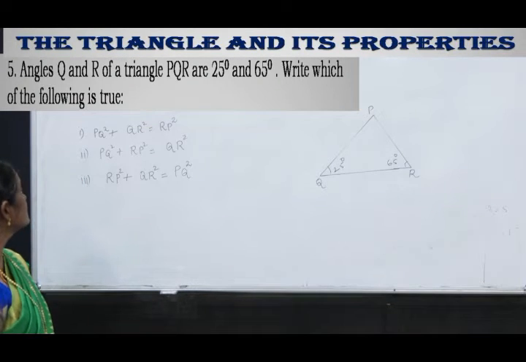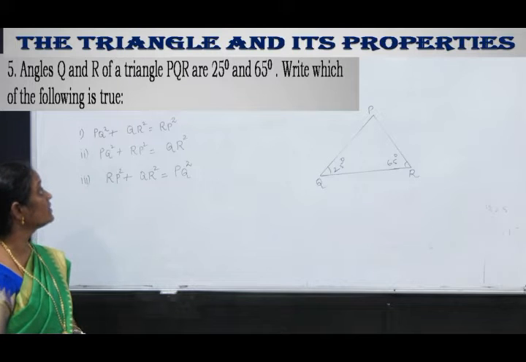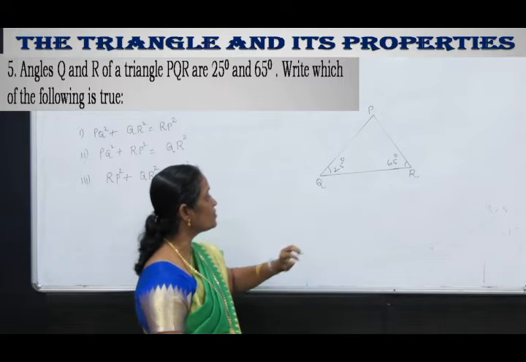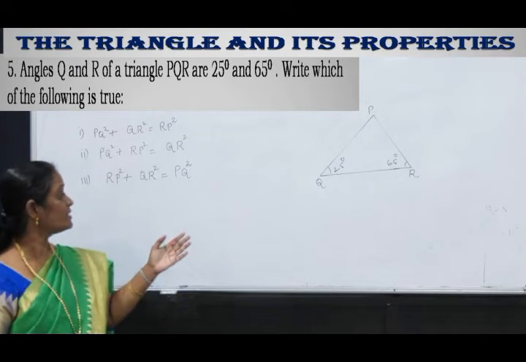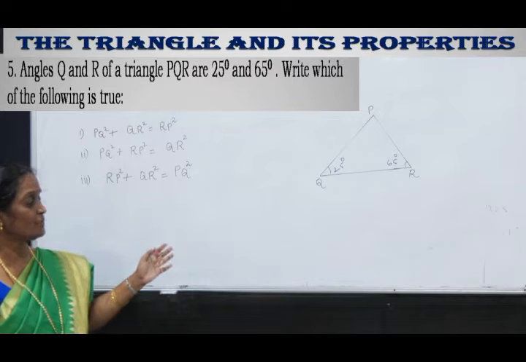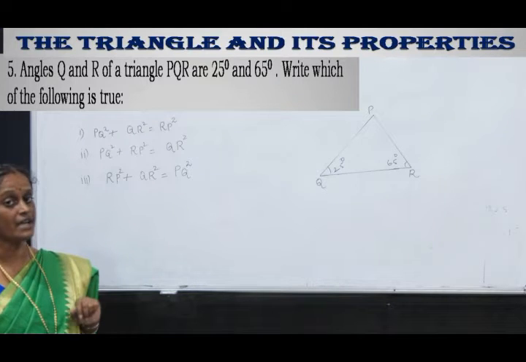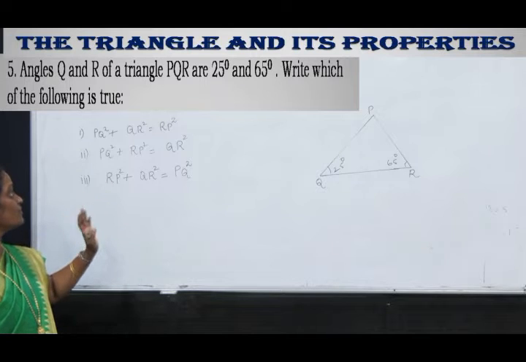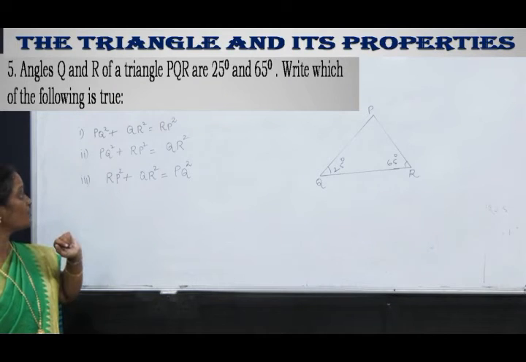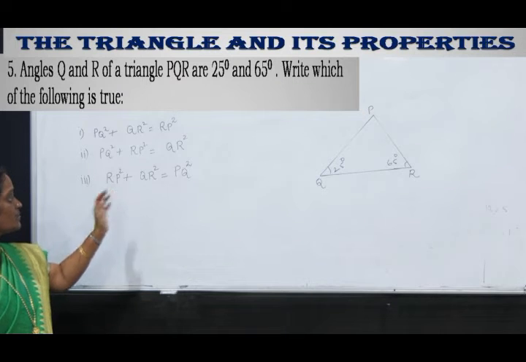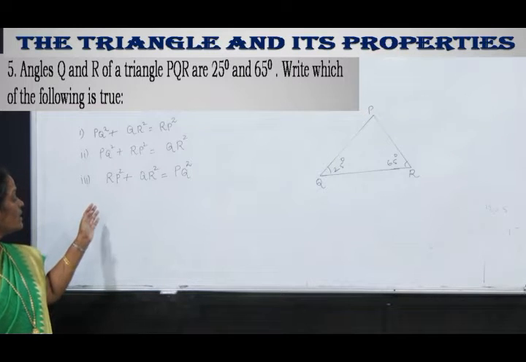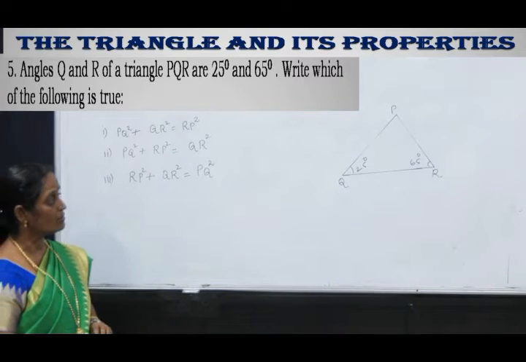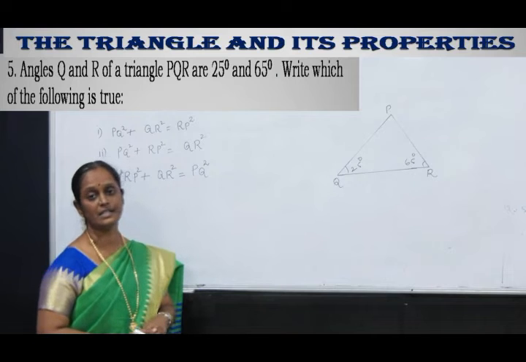Next question. Here angles Q and R of a triangle are 25 degree and 65 degree. So here a triangle is given PQR. The angles Q and R are given. Angle Q is 25 degree and R is 65 degree here. Now you have to tell which of the following is true here. PQ square plus QR square is equal to RP square. Next, PQ square plus RP square is equal to QR square. And the third one, RP square plus QR square is equal to PQ square. Now, is it a right angle triangle or not?